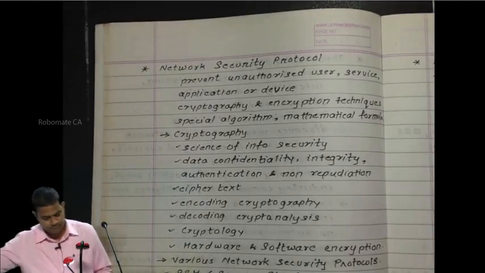Are you understanding? Okay. We had started with network security protocol. Am I right? We did learn what we mean by the term encryption. But we are about to start with how exactly this encryption is being done. Now listen.